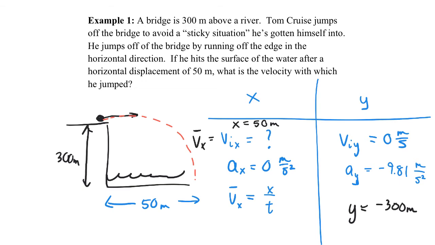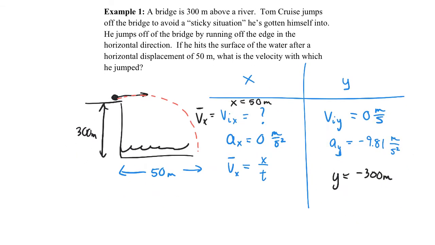The question becomes this. I can't figure out the x direction because I know that x is 50, but I don't know time. I need to figure out what time is in the y direction and plug it in over here. My goal is to find the velocity that Tom Cruise jumped off the bridge with, which is v bar x. That's x over t. We know x is 50. We don't know the time. So get the time over here.